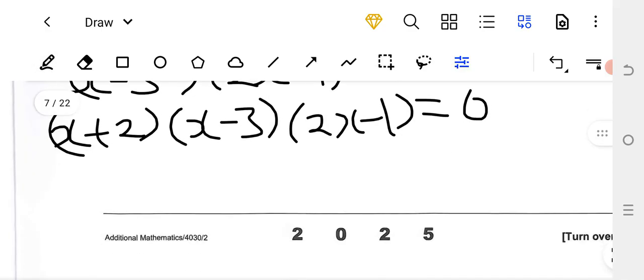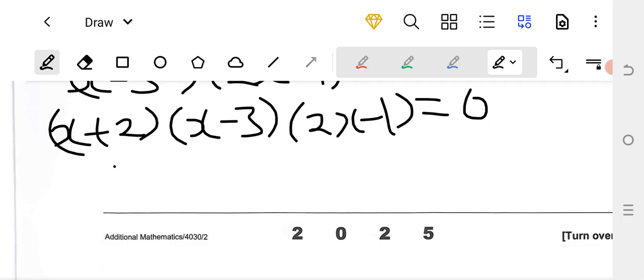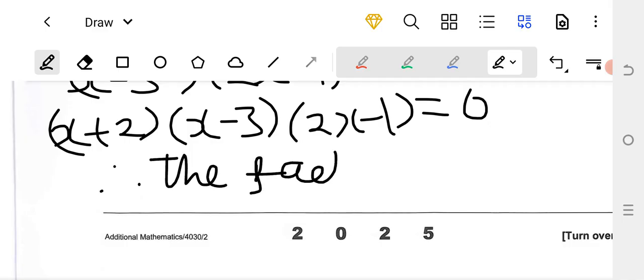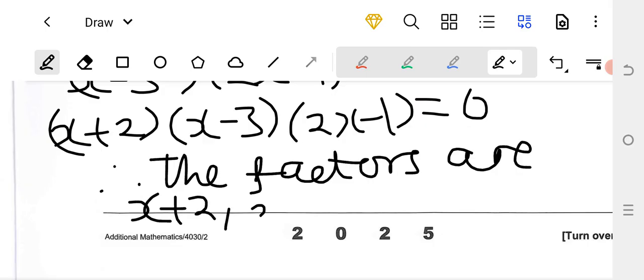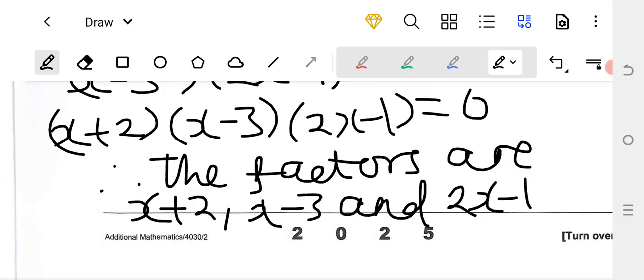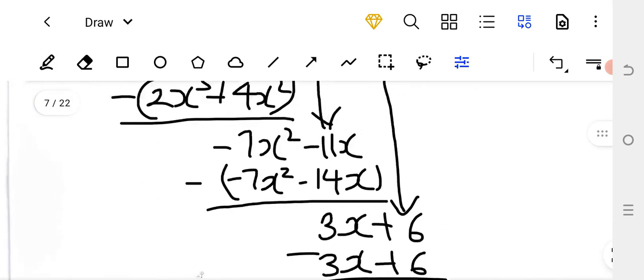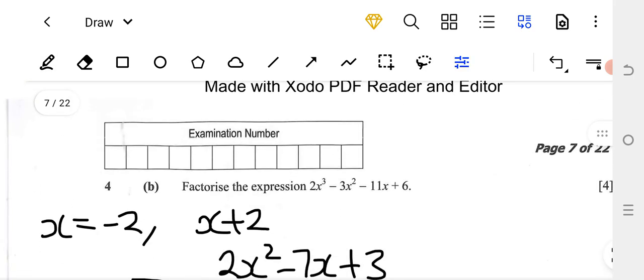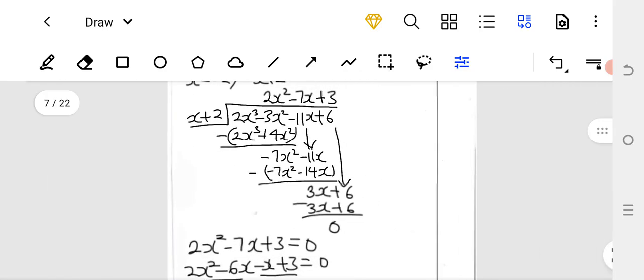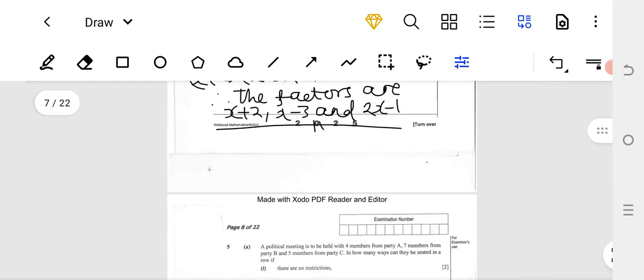So we have three factors, but this is not how we conclude. We say therefore the factors are x plus 2, x minus 3 and 2x minus 1. So you have factorized the expression, and upon you just doing what I've done here, you get 4 marks.